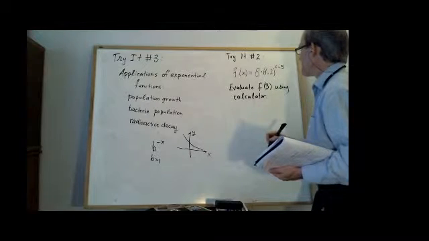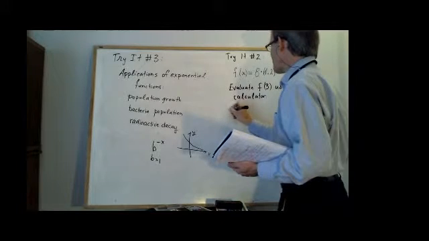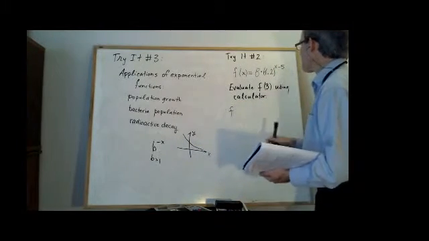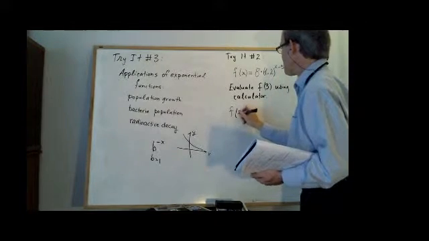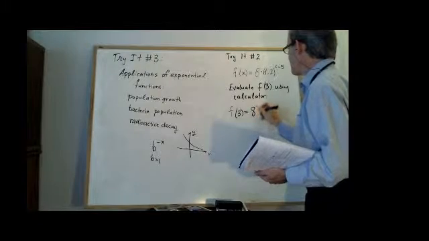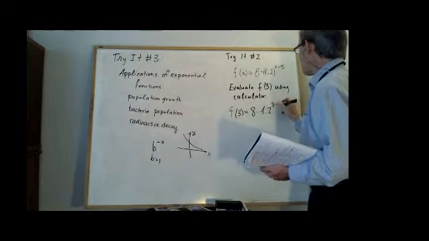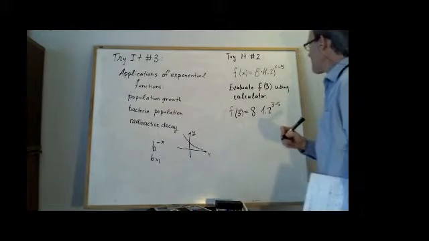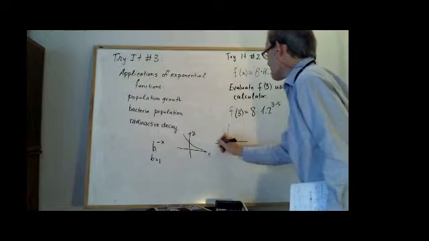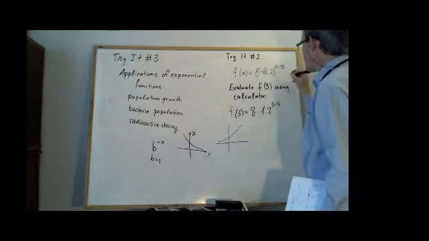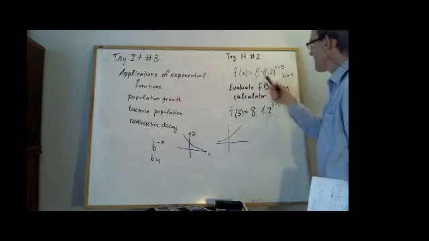simply plugging in. The good old-fashioned plug-in method. Okay, so f of 3 plugs into where you see the x here, so f of 3 is then equal to 8 times 1.2 to the 3 minus 5. Okay, so this graph looks roughly something like this. It's got a base b which is bigger than 1, so we'll make note of that. It's got an extra factor in front, a.